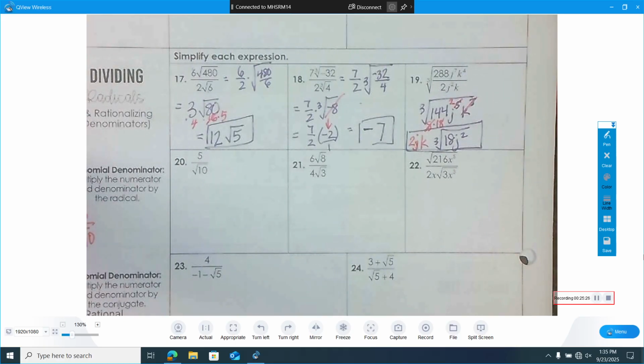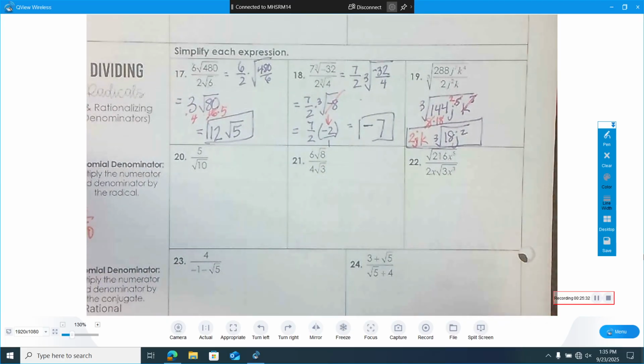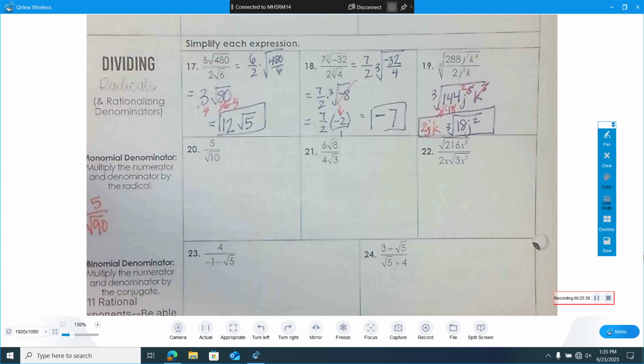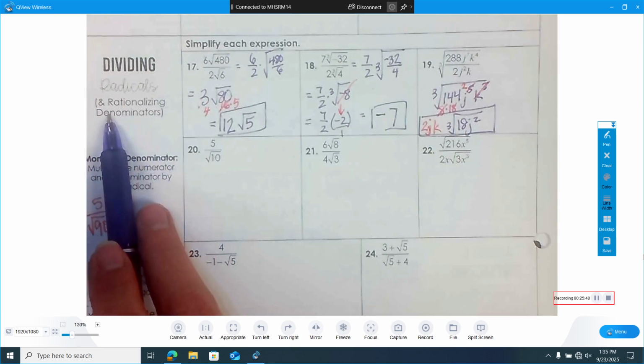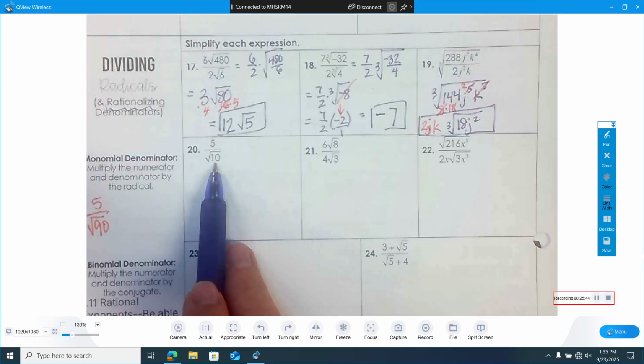It is incorrect, ladies and gentlemen, if you leave off the cube root. If you leave off that index of 3, it is wrong, okay? That 3 tells us a lot, so it's really important that you don't lose it. Now, we also need to remember how to rationalize the denominator.